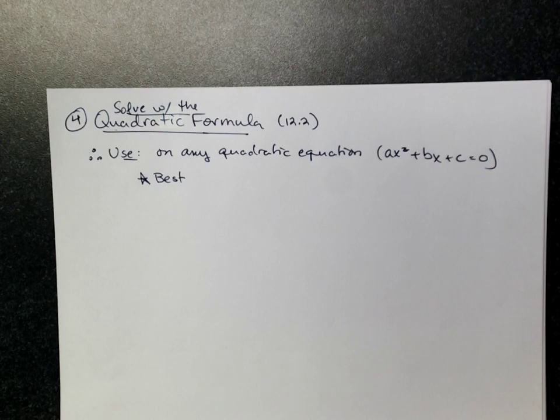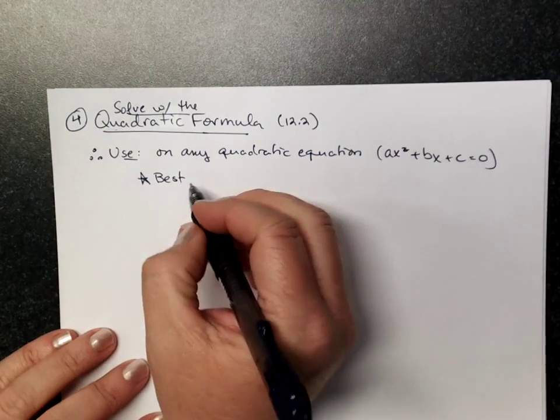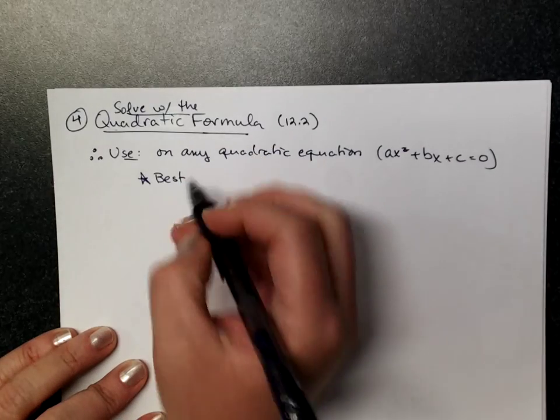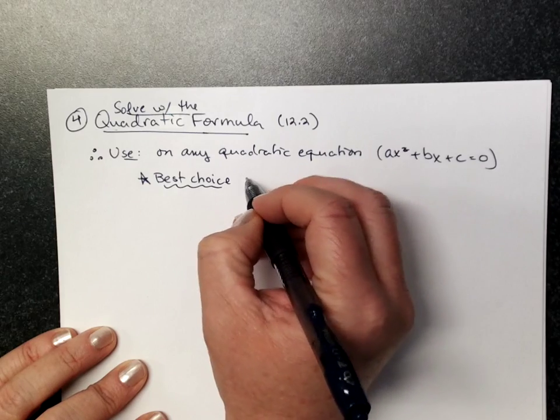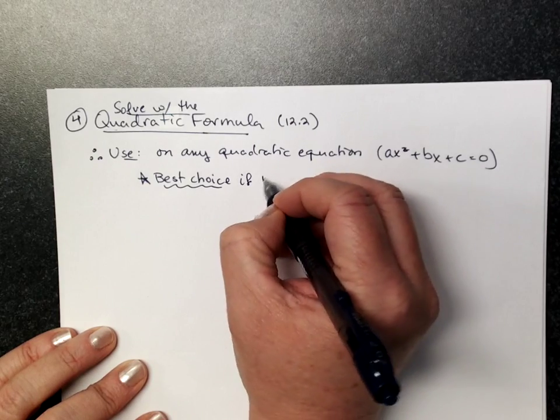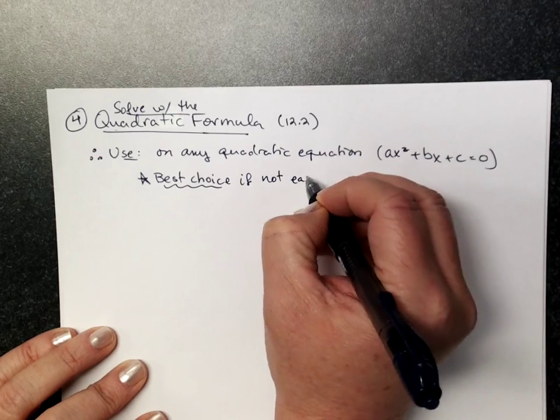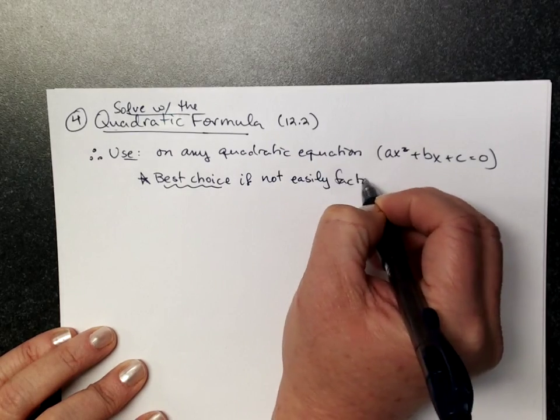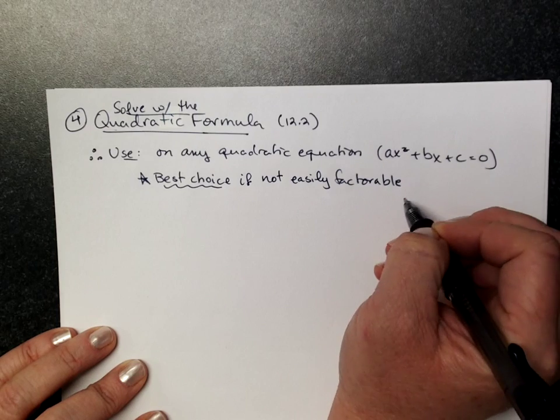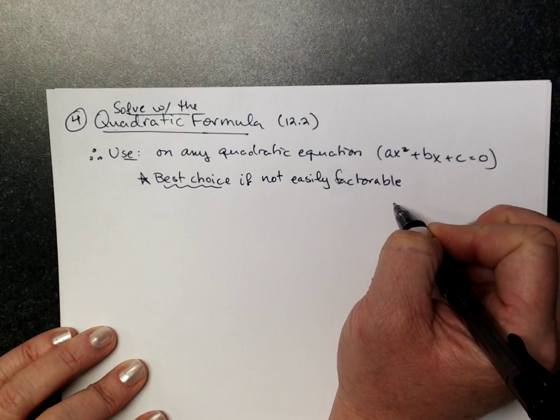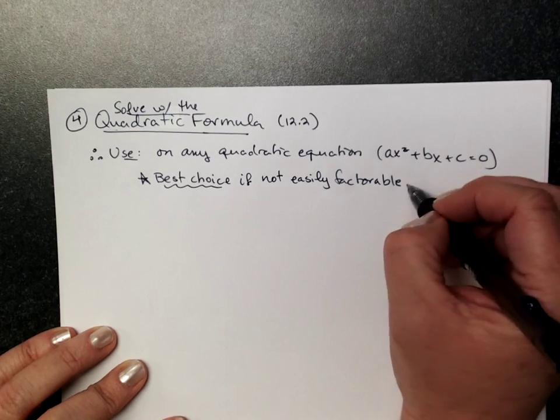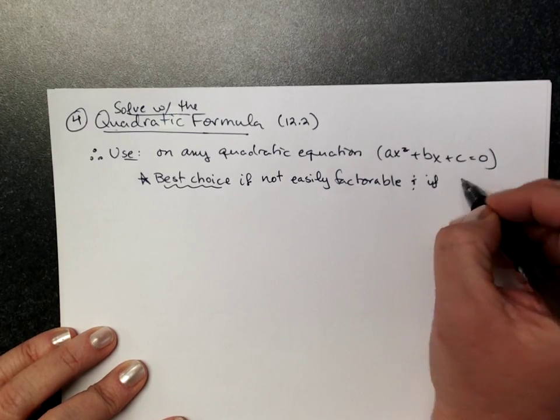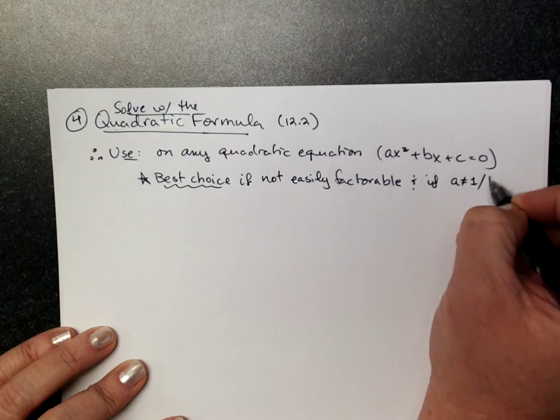Okay? But moving forward, when you're just deciding which method shall I use, then you want to be able to make good and efficient choices. So the best choice is if it's not easily factorable. Oftentimes something is factorable, but it's not easy. It's like an a not equal to 1 trinomial with really big numbers. And you can factor it, but sometimes in those cases, the quadratic formula is actually easier than factoring it. So if it's not easily factorable, and if a is not equal to 1 and b is odd.